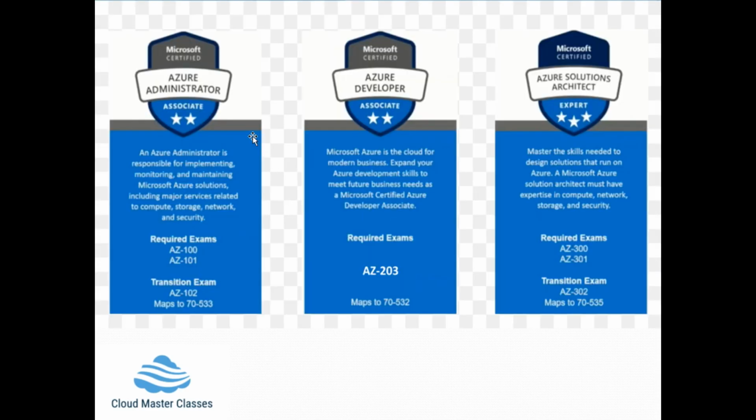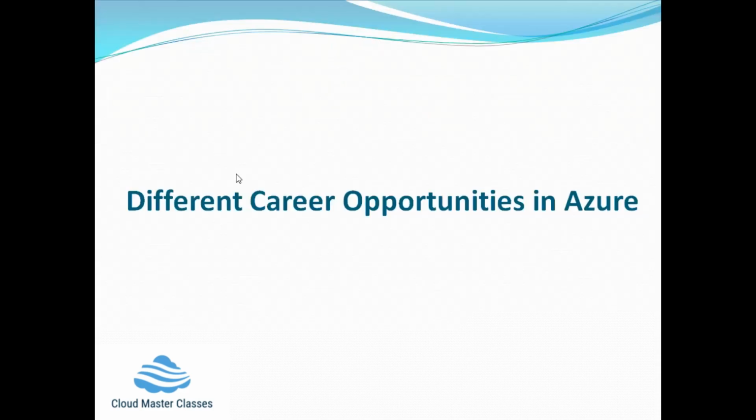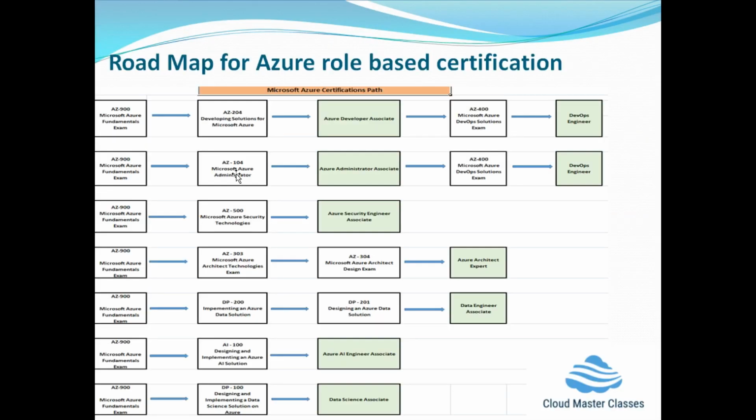So the first one is Azure Administrator. An Azure Administrator is responsible for implementing, monitoring, and maintaining Microsoft Azure solution, including major services related to compute, storage, network, and security. So to become Azure Administrator Associate, you would need to require AZ 104, which is Microsoft Azure Administrator exam. You need to clear this exam. And once you clear this exam, you will become Azure Administrator Associate.